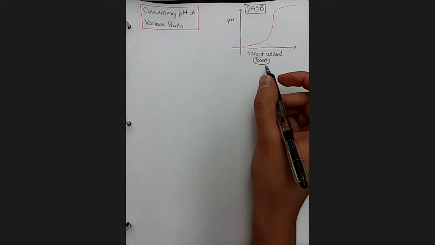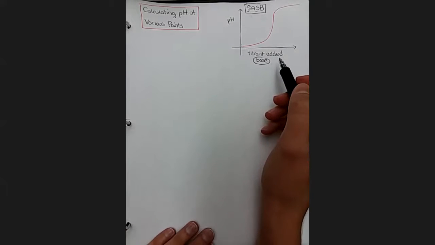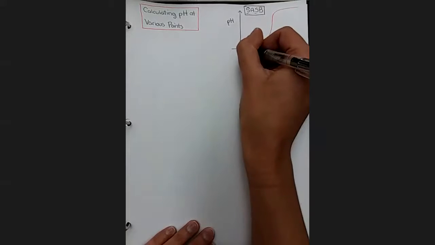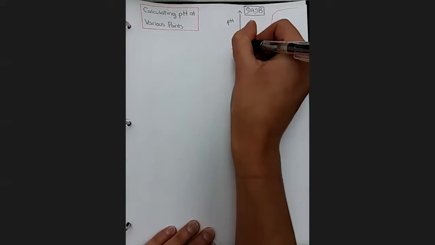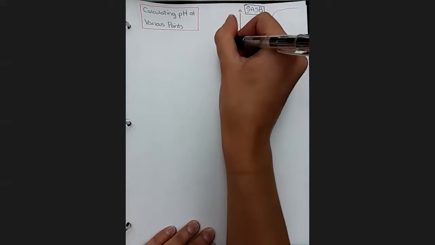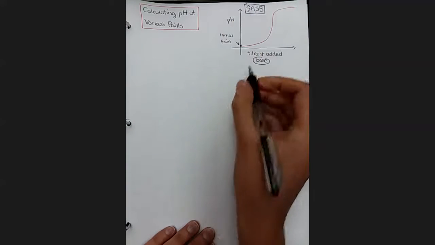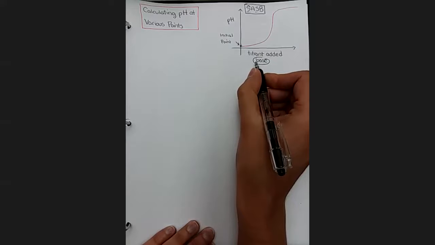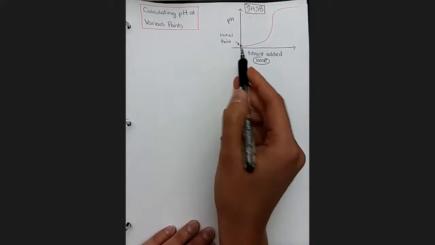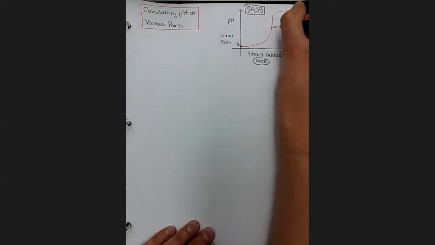So there's a couple of different regions of interest that we care about when we're calculating the pH that we'll talk about. The first one is called the initial point, and that is just as it sounds. It's the very beginning situation when you have analyte in your flask and you have added 0 milliliters of your base. It's right at the starting point.